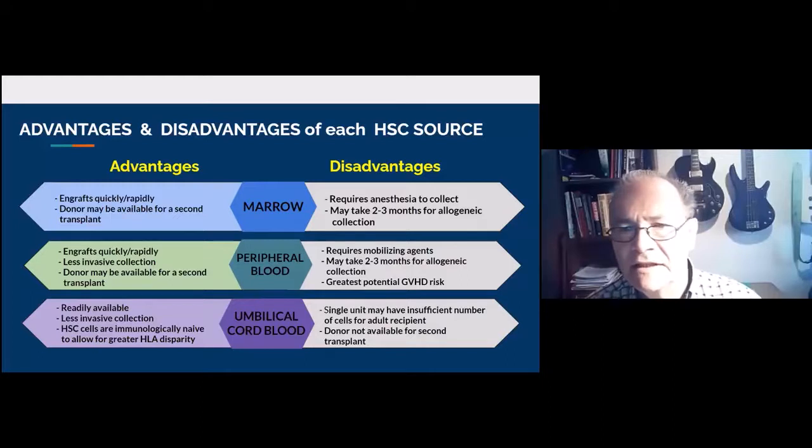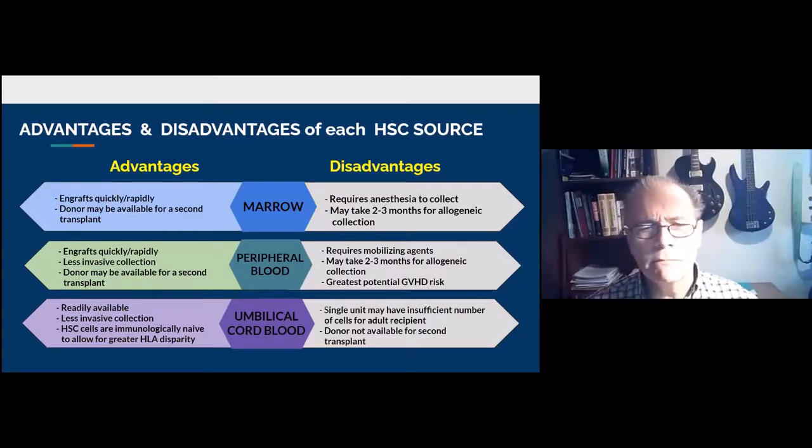The disadvantages for peripheral blood are that it requires mobilizing agents like G-CSF, and it may take up to 3 months for allogeneic unrelated collection because you have to identify the potential donor, and peripheral blood has the greatest potential graft-versus-host risk.